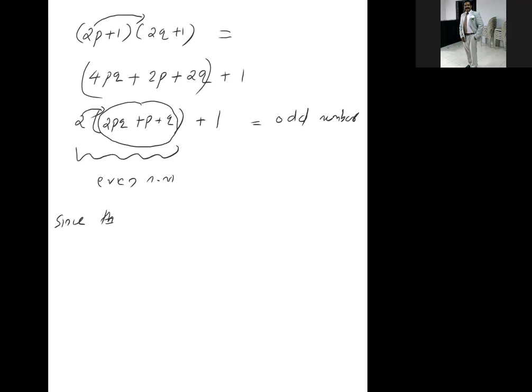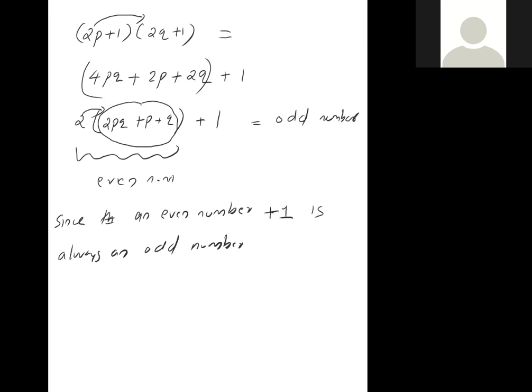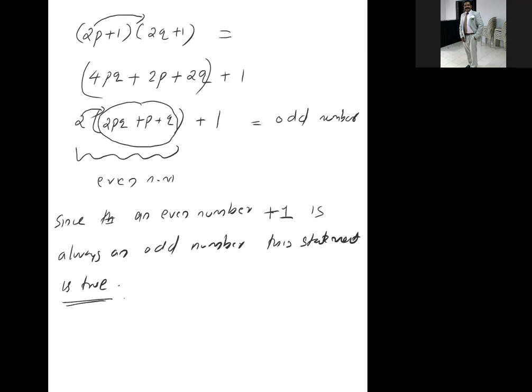So we can say that since an even number plus 1 is always an odd number, this statement is true. Does it make sense? Yeah.